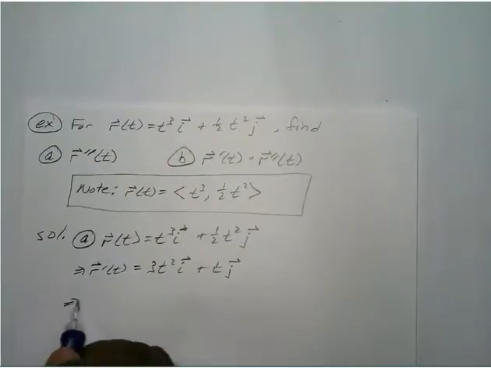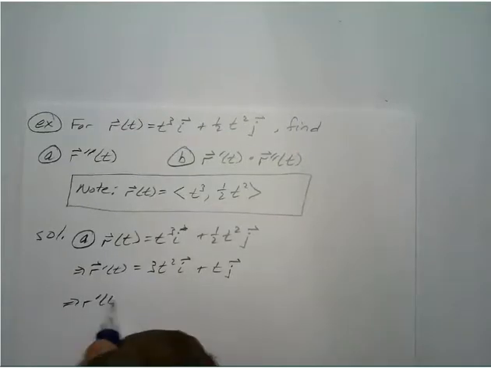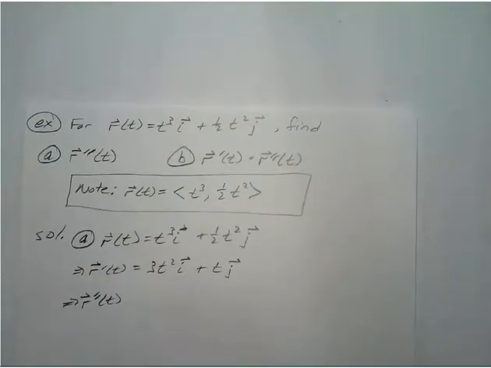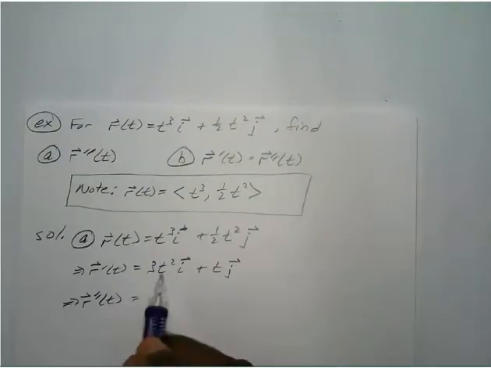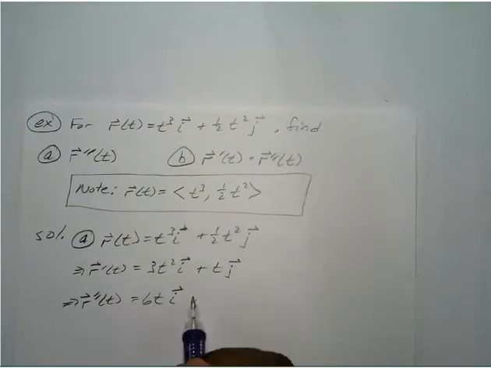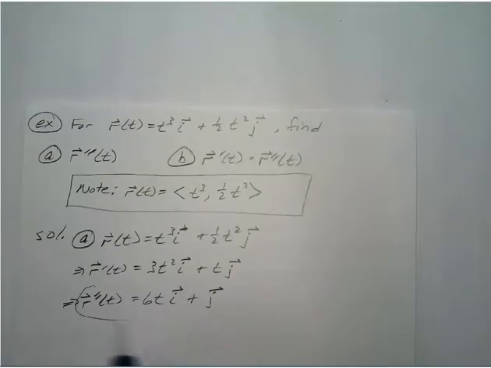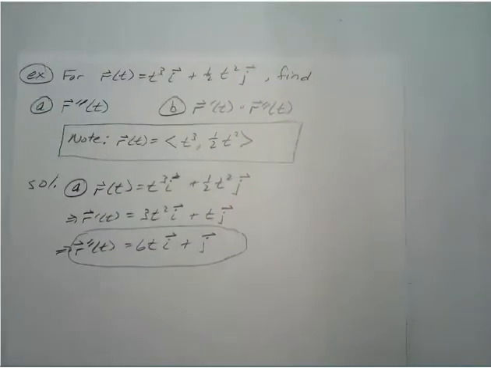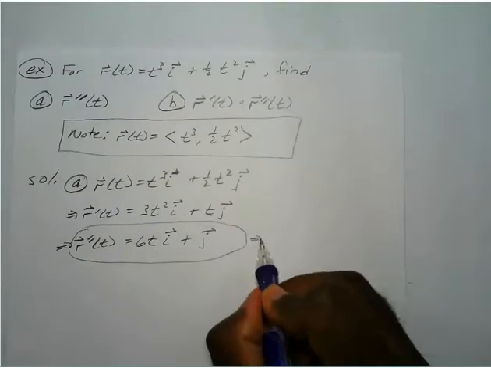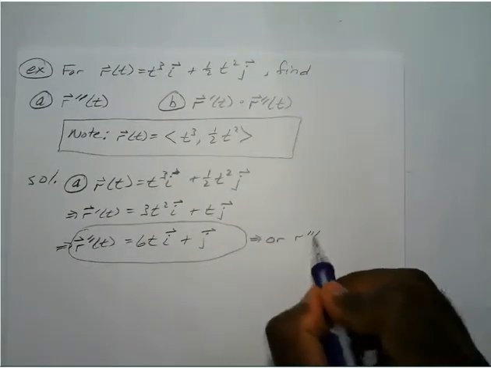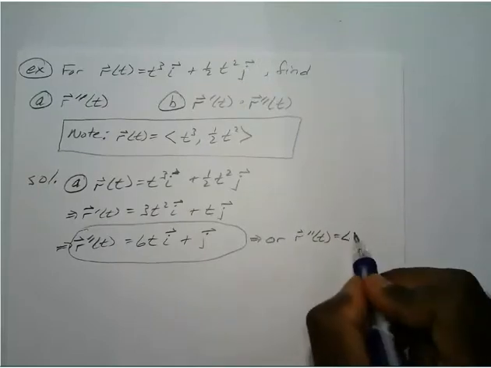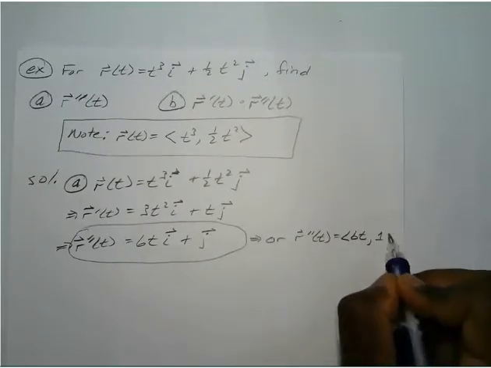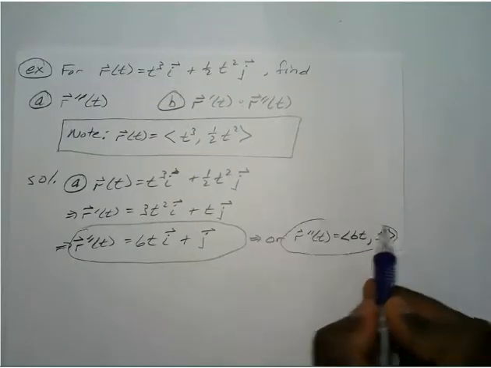Okay. Now your second derivative, just the derivative of the first. Derivative of 3t squared is 6t times your i vector plus derivative of t is just 1, so you have 1 times j, which is just your j vector. Okay, so you have your second derivative. Now if you wanted to, you could write it as (6t)(1), if you wanted to write it in vector form.